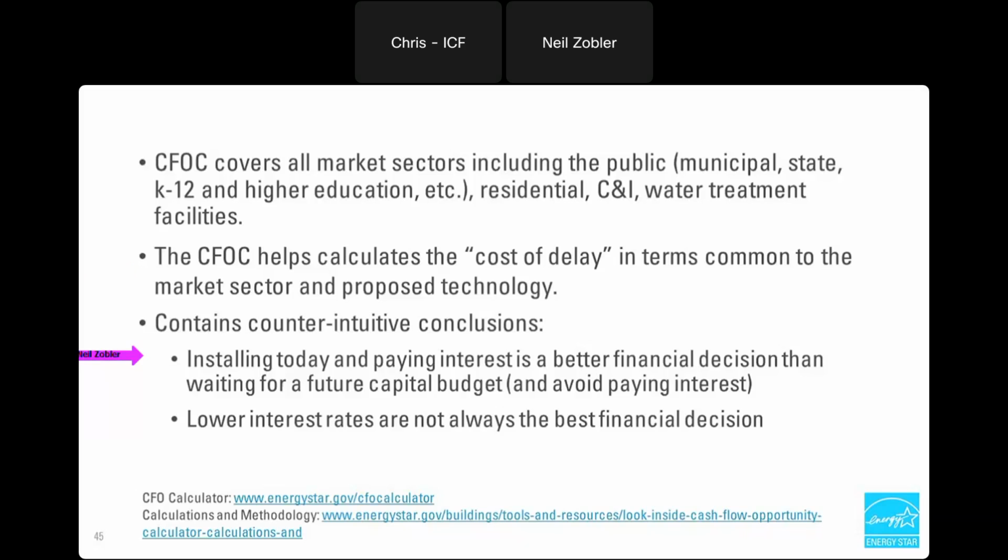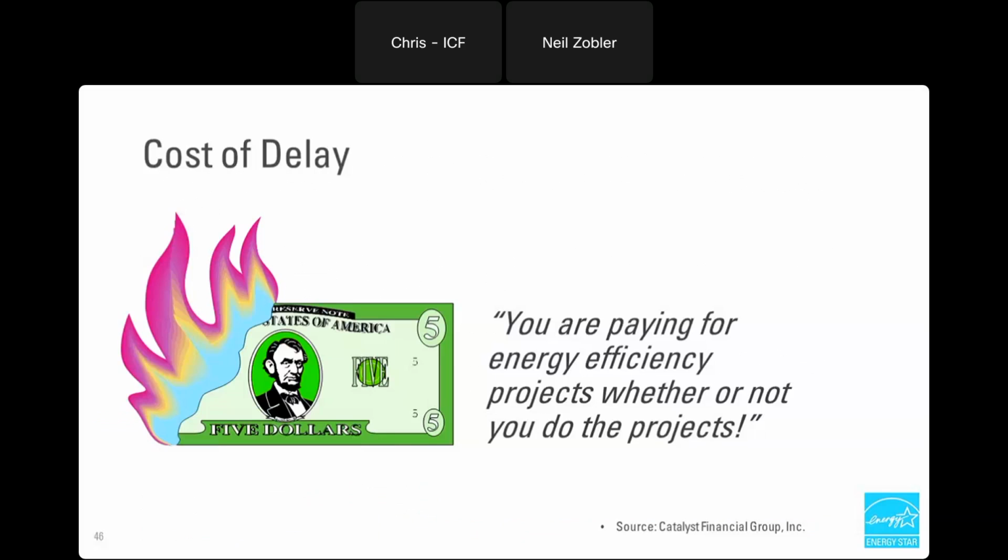Number one, installing today and paying interest is a better financial decision than waiting for a future capital budget, thereby avoiding paying interest rates. And number two, a lower interest rate is not always the best financial decision. Now that sounds really counterintuitive, and quite frankly, it is, until you add into the financial decision the cost of delay, which is what this calculator will do. It will calculate that and show you how to calculate that.